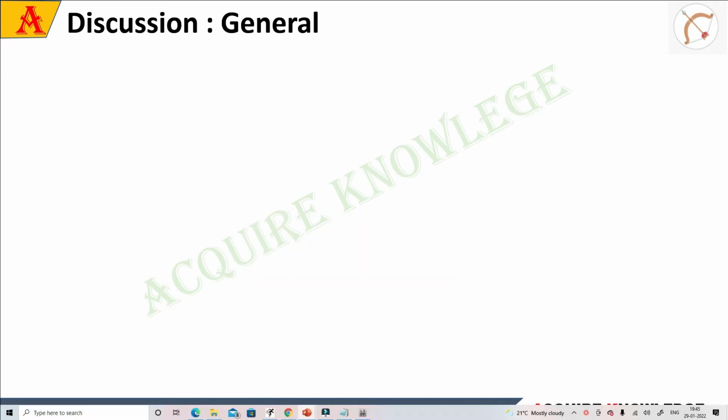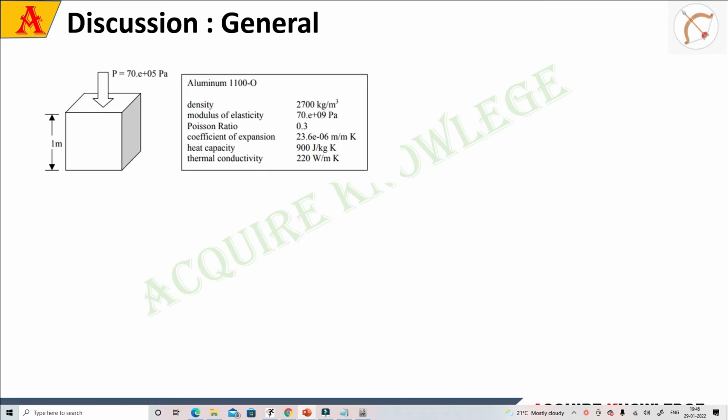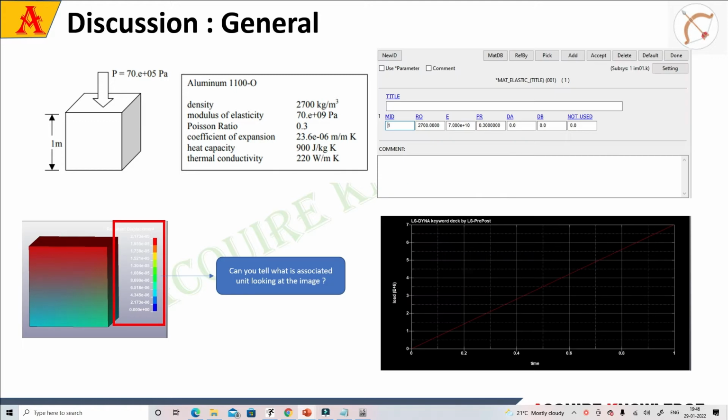Let's now move to the actual modeling environment. Suppose we want to model a block that is subjected to load on one side and fixed at another end. It is made up of aluminum grade materials. So once you open the pre-post, it will look like this. Nothing but an option only to enter values.